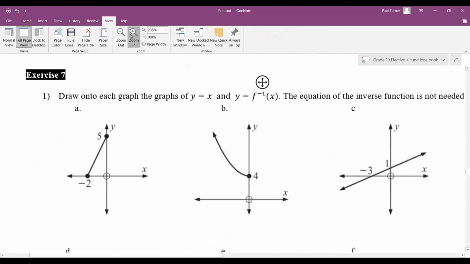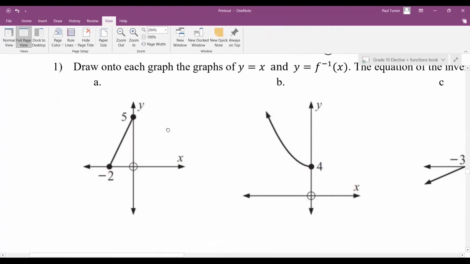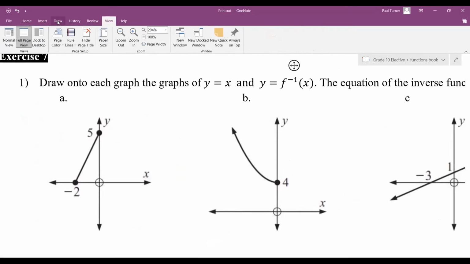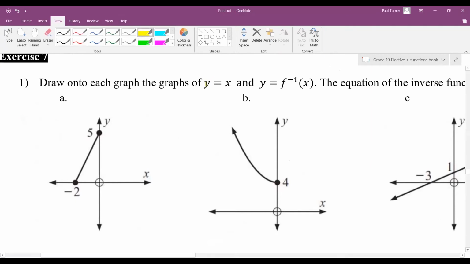Zoom in. So let's look at this one zoomed in closely. Okay, so it says draw on each graph y equals x. So we draw this line, that's easy to draw, and your inverse. Okay, so let me show you. Let me do the first one, then you think about the other ones.